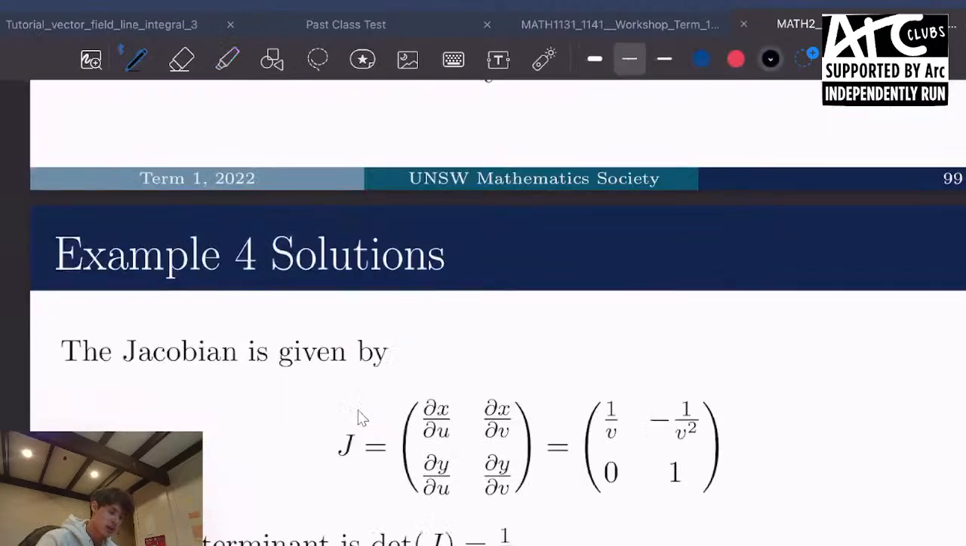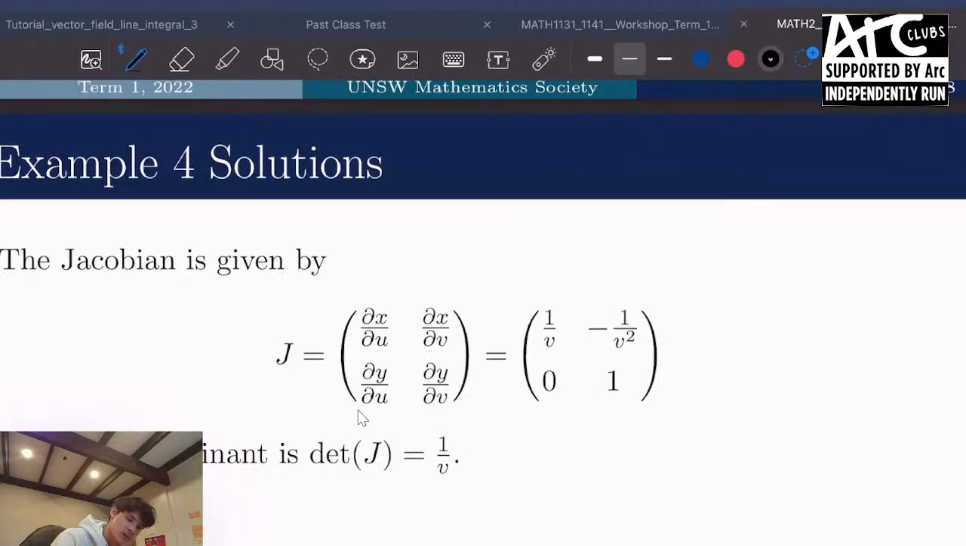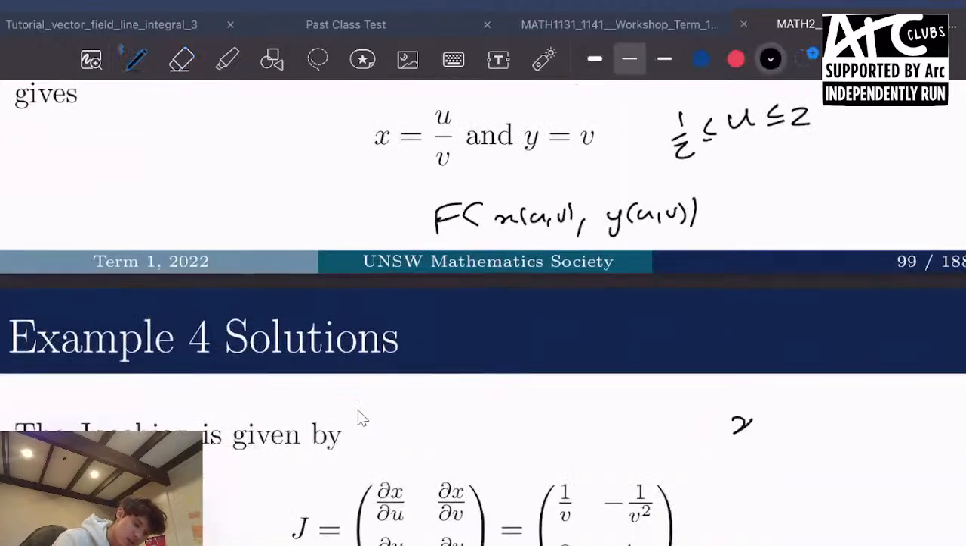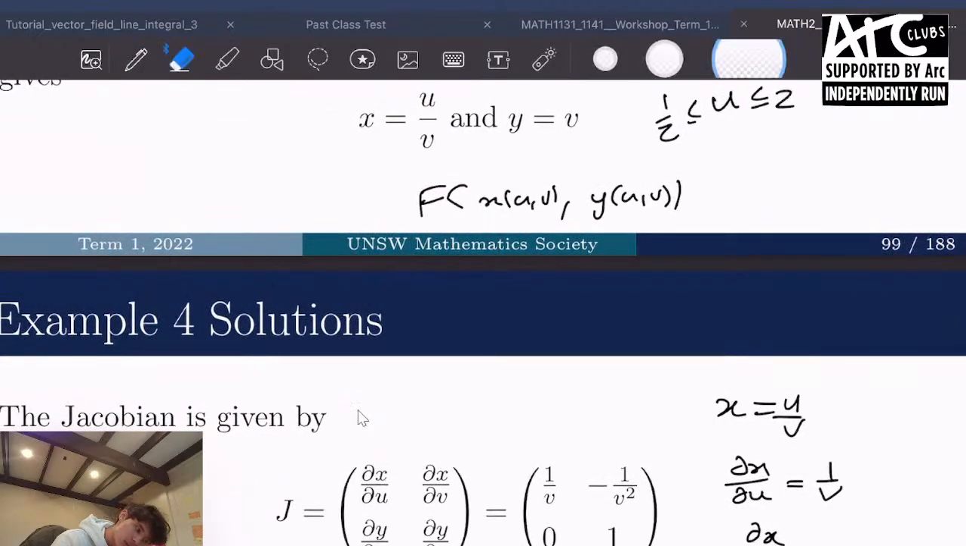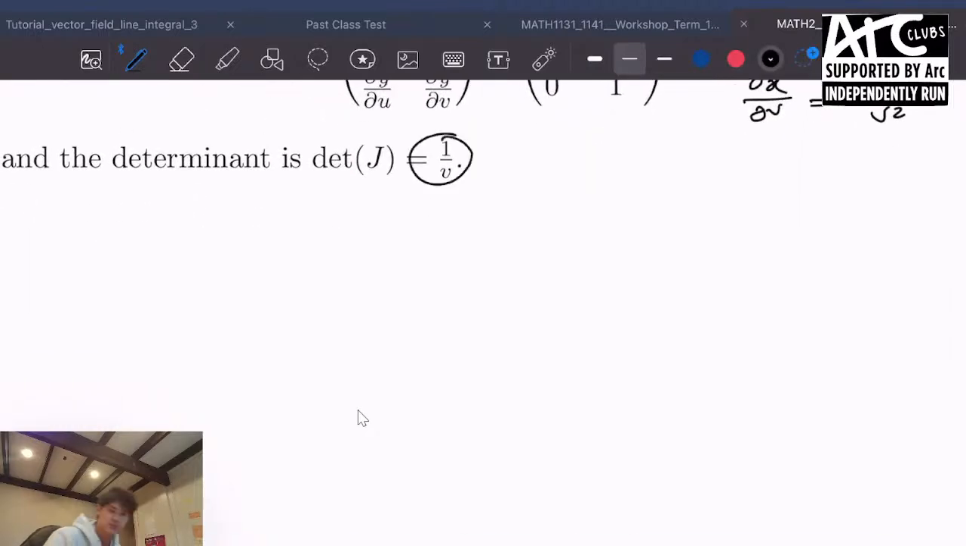Well, what exactly is f? f is x as a function of u and v, and y as a function of u and v. So that means the Jacobian of f will look like this. For example, finding dx du is not too complicated because we know that x equals u on v. So dx du just equals 1 on v. And dx dv equals negative 1 on v squared, negative u on v squared. And all of that gives us a determinant of 1 on v.